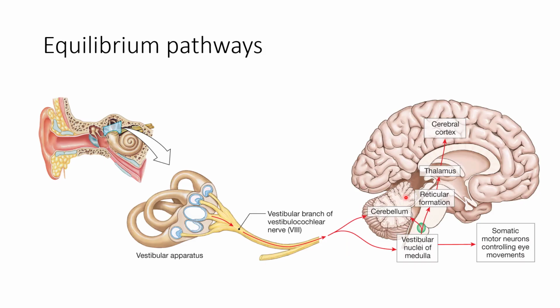All of these send that information via the vestibular branch. We have the cochlear branch and the vestibular branch of our vestibulocochlear nerve. That goes into the cerebellum, the medulla, the thalamus, and the cerebral cortex, and we perceive those sensations that way.